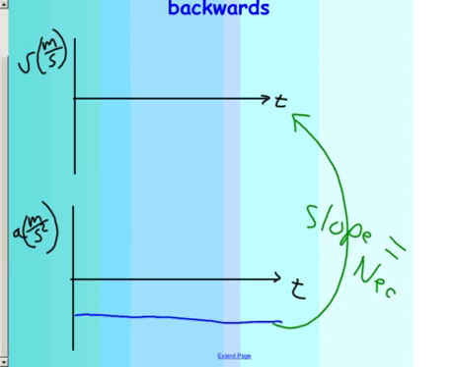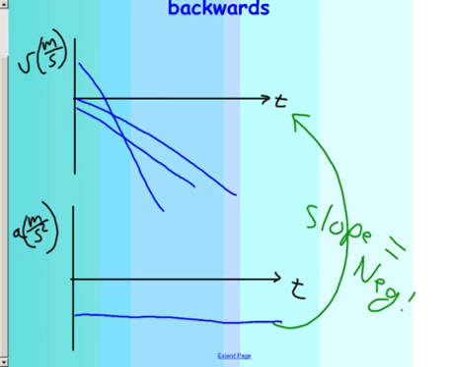Slope is negative. Okay, draw a couple up there. I don't care where you draw them. I don't care how steep they are, as long as they're all tipped down. Slope is negative. Got it?